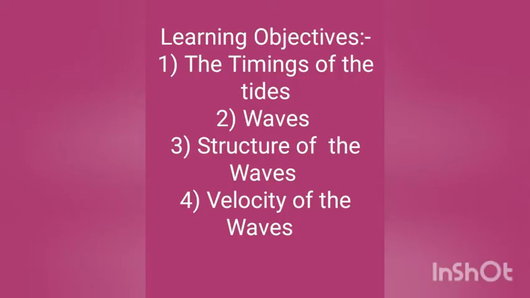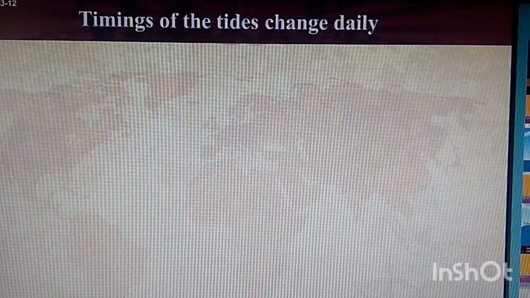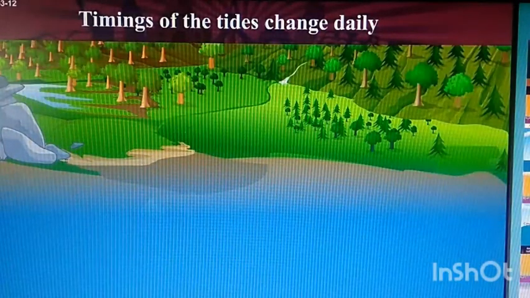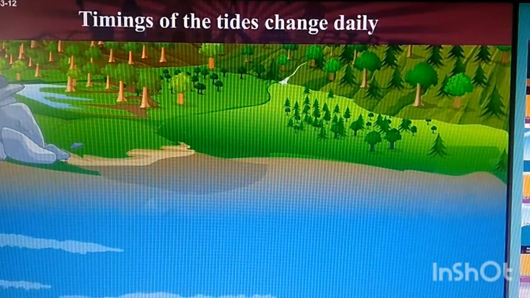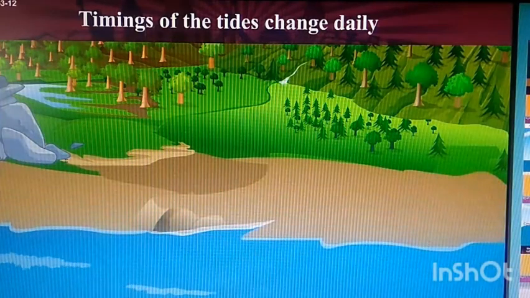So the learning objectives for today are the timings of the tide, waves, structure of the waves and velocity of the waves. Let us start with the timings of the tides. The timing of the tides will change daily. Tides occur continuously. Now, why is there a difference in the timings of the tide? It is just because the position of the moon changes.